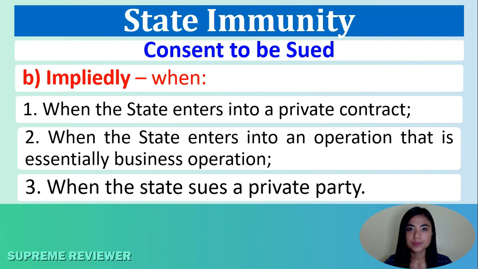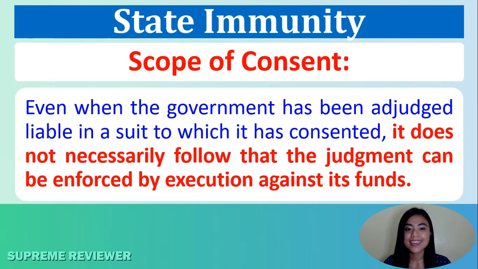What is the scope of the consent to be sued? The court held that even when the government has been adjudged liable in a suit to which it has consented, it does not necessarily follow that the judgment can be enforced by execution against its funds. Consent to be sued does not include consent to the execution of judgment against it.